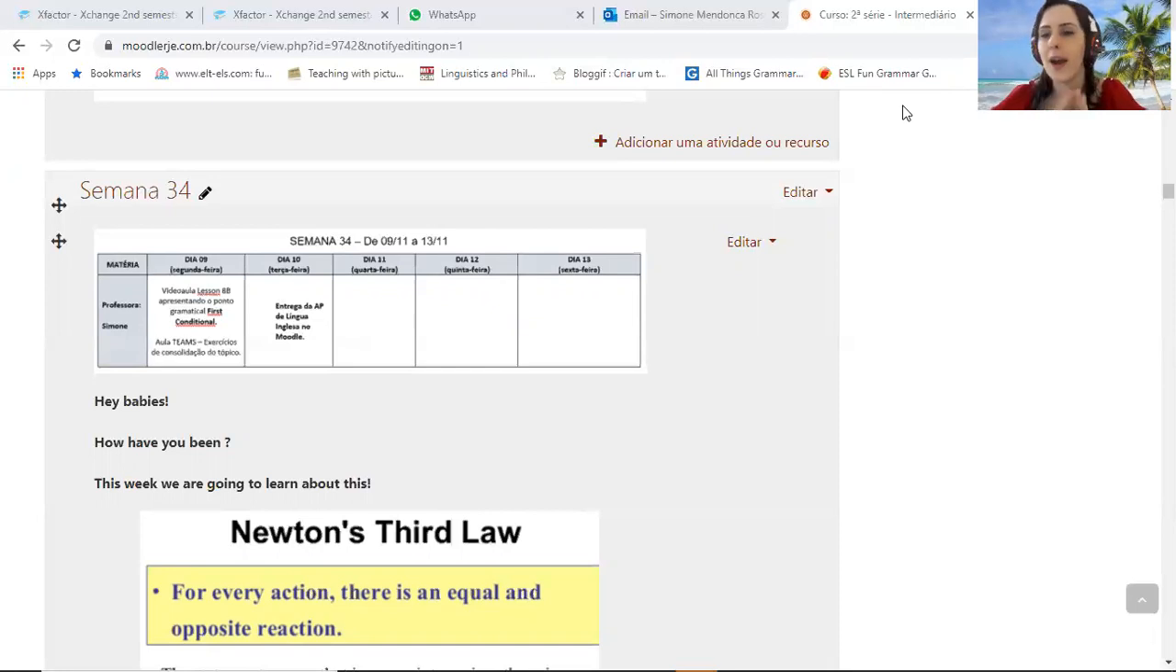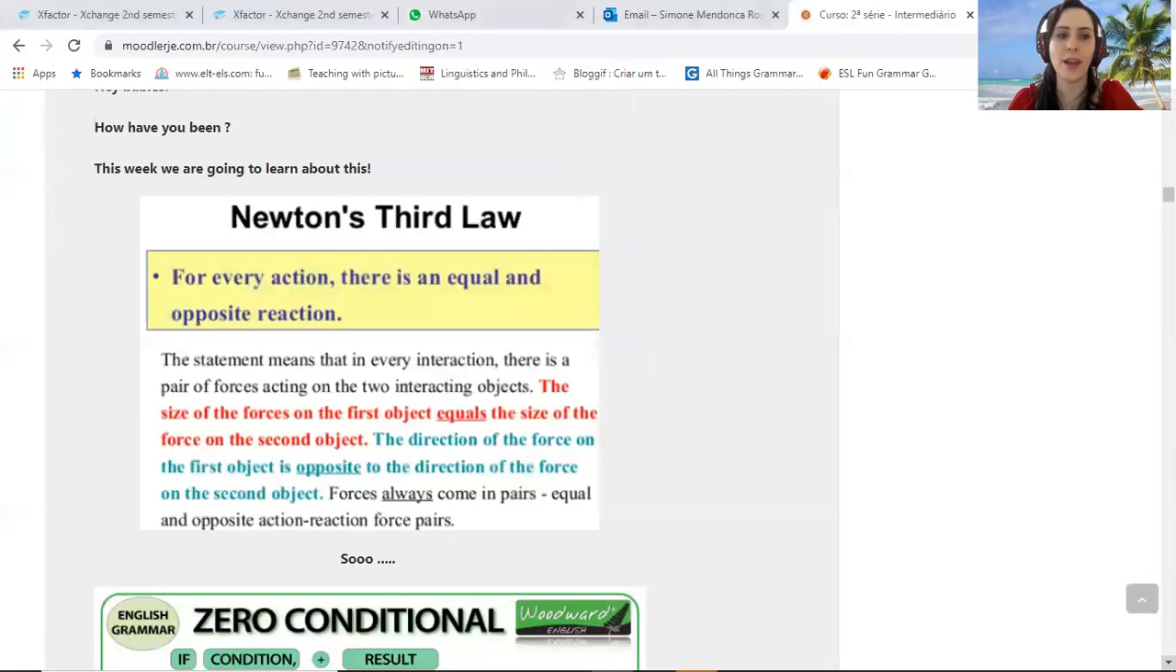And we are also talking about the first conditional. Okay? So I've started everything here saying about Newton's third law. What we know about this is that for every action, there is an equal and opposite reaction. This tells a lot about the condition. So if you do something, you will have a consequence. If you do this, something happens.